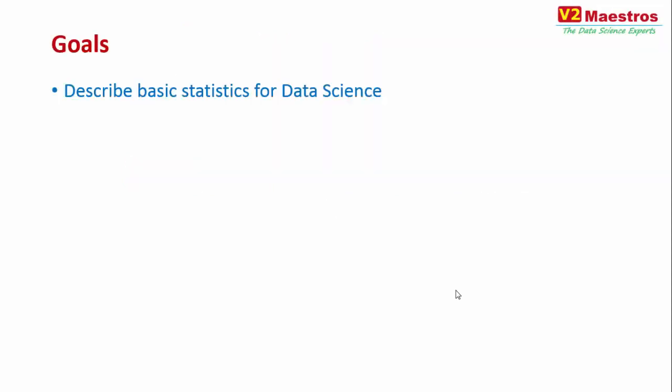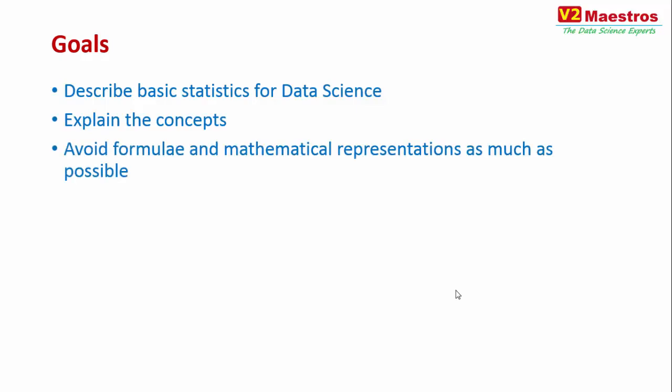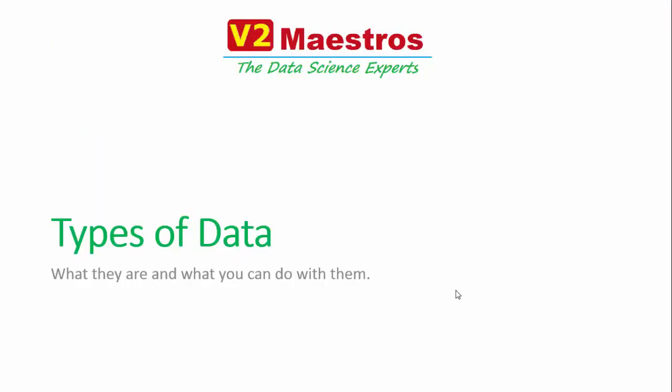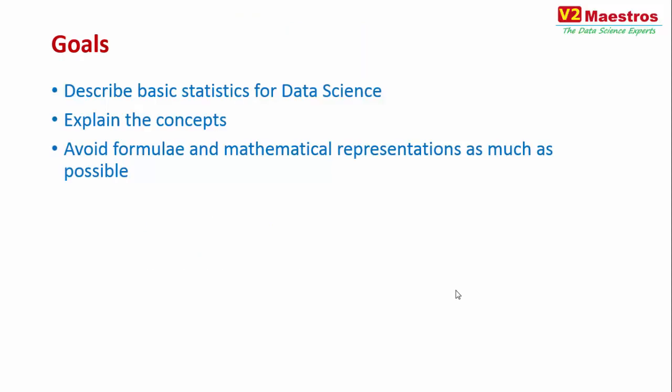So the goal of this particular module is basically to describe the basic statistics that are required for data science. Very simple level that we are going to deal with. We're going to explain the concepts at a very high level and in a very simple way. We're going to avoid formulae and mathematical representations as much as possible. We want to just keep it simple so that everyone with different levels of mathematical exposure can understand what is going on. So I hope this is going to be useful to you.